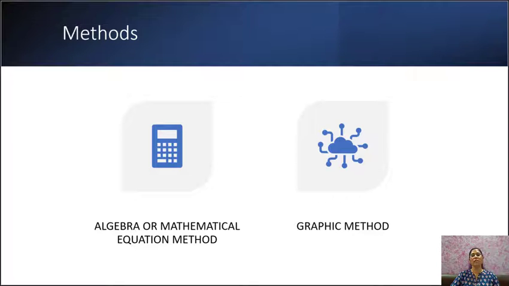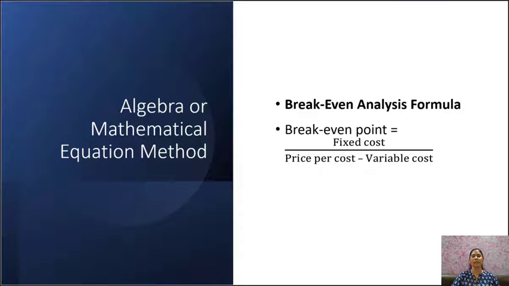Let us see the methods to calculate break-even point. The break-even point can be computed by the following. First one is the algebra or mathematical equation method, and the second is the graphic method. In the algebra method, the formula to calculate break-even point is: break-even point is equal to fixed cost divided by price per unit minus variable cost, that is contribution.